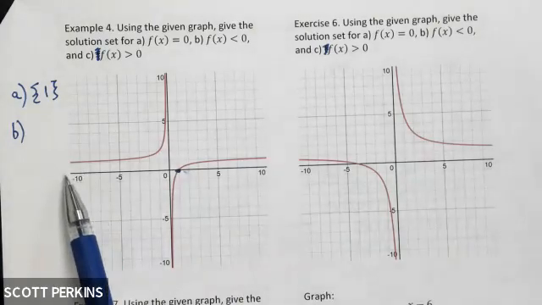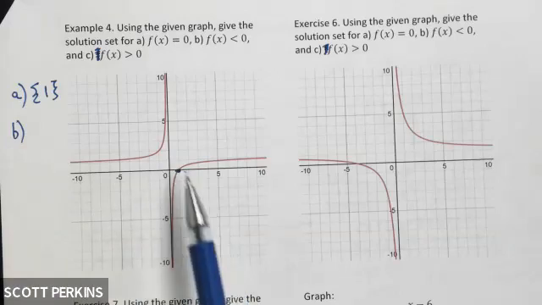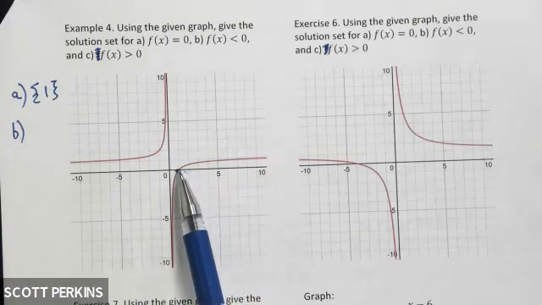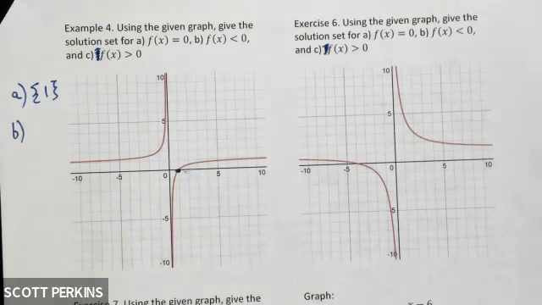We have the interval from negative infinity up to the asymptote at 0. We have the interval from 0 to 1. And then we have the interval from 1 on forever and ever. So what I want you to do is put your pencil or pen on the part of the graph that you think is less than 0. There's only one interval of those 3 that I just identified that's less than 0.